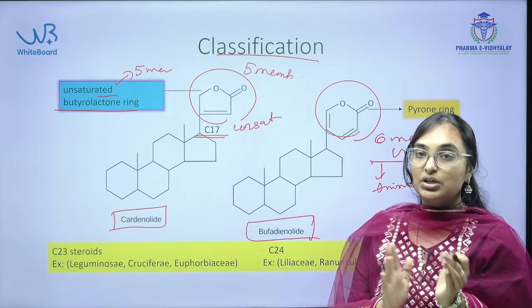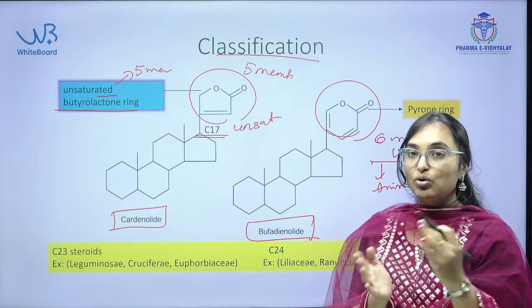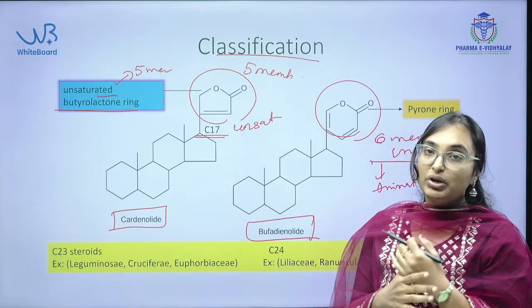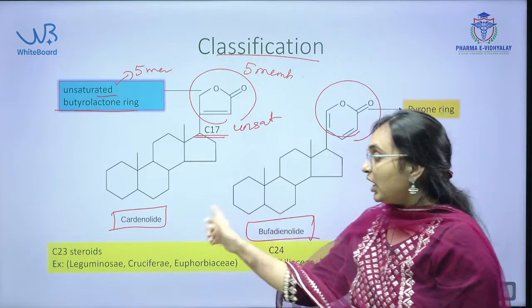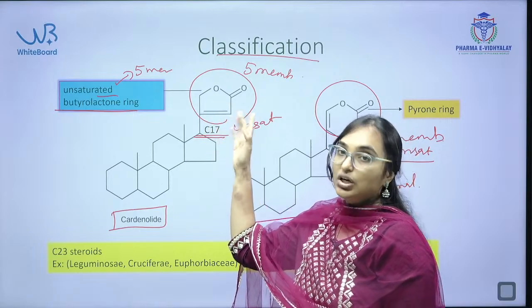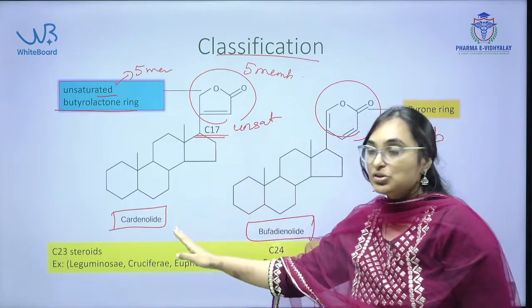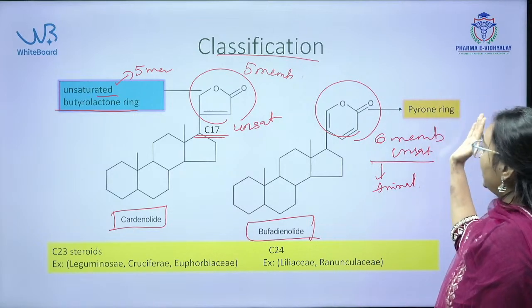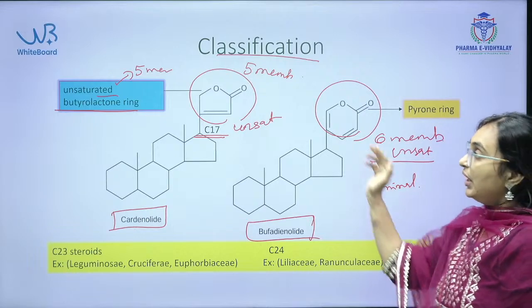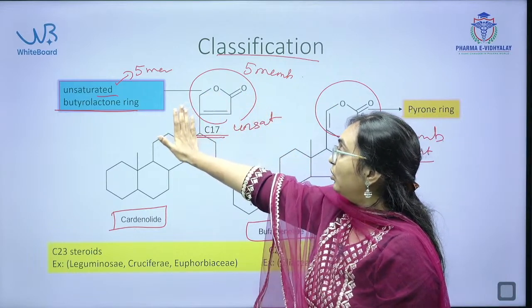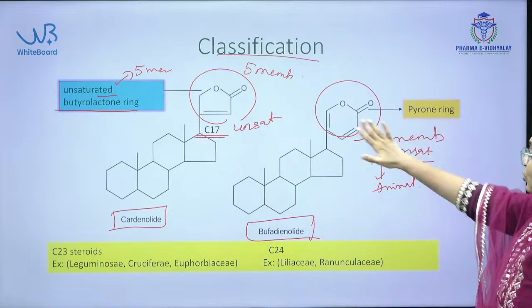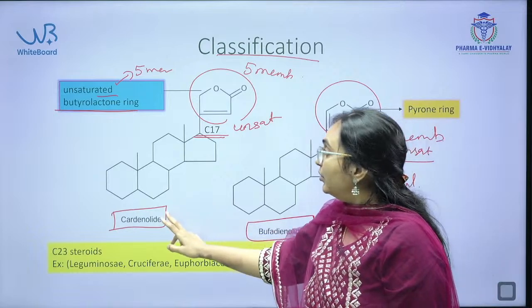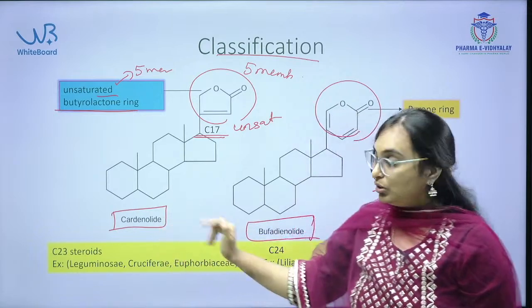Options like unsaturated lactone, saturated lactone, 6-membered unsaturated lactone, 5-membered unsaturated lactone can be given in some combination. So remember: cardinolide is a 5-membered unsaturated butyrolactone from plant source. Bufadienolide is a 6-membered unsaturated lactone from animal source. This ring is butyrolactone and this ring is pyrone ring. The pyrone ring is seen in bufadienolides and the butyrolactone ring is seen in cardinolides.